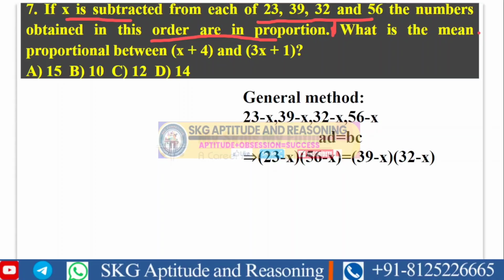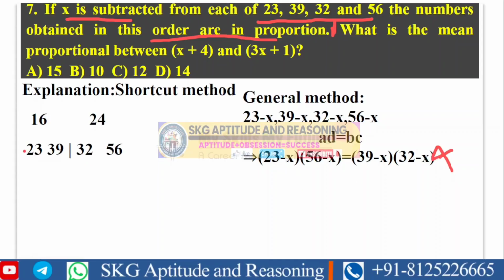So if we go with the general method, I'll say that this is a very lengthy procedure. That's why I'm not going with this method. Instead, I'll go with the shortcut method. So what I do, I'll take the first two numbers' difference. I'll take the next two numbers' difference. So the difference here is 16. Here the difference is 24, and I'll write like this.